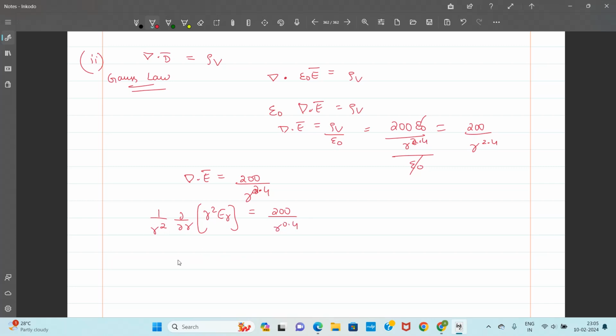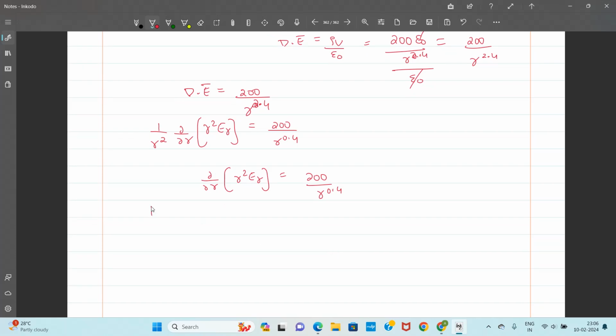This r square can be taken to the other side, which will give you dou by dou r of r square Er is equal to 200 times r power 0.4 after simplification. Now to remove this differentiation, I have to integrate on both the sides. So I'll get r square Er, and here it becomes integration of this term. The result I'm going to write directly. It is going to be 200 into r power 1.6 by 1.6 plus an integration constant.